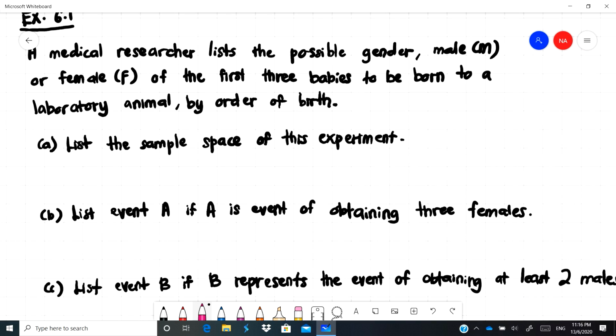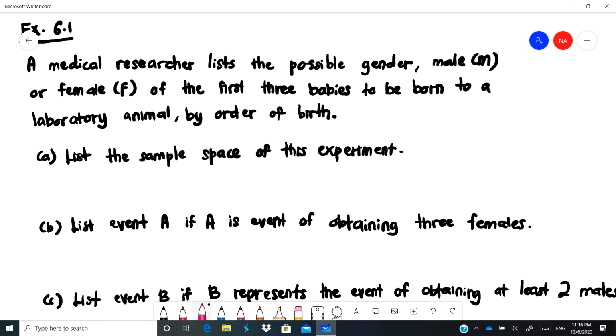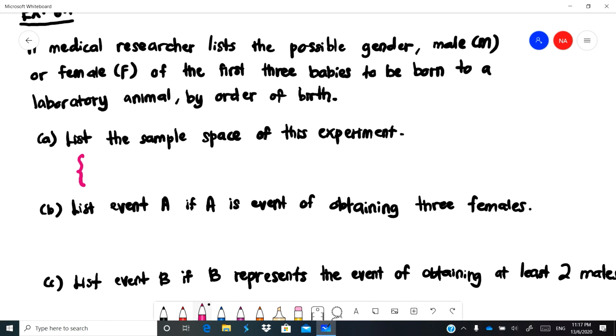Medical researchers list the possible gender, male or female, of the first 3 babies to be born to a laboratory animal by order of birth. List the sample space. We don't know whether the first baby will be male or female, so we can list all the possible outcomes, which is the sample space. We put it in set form, and the sample space is usually labeled by S.